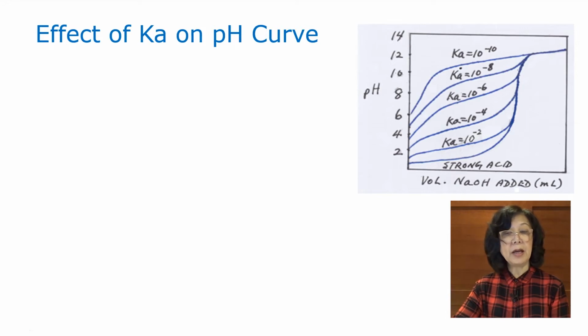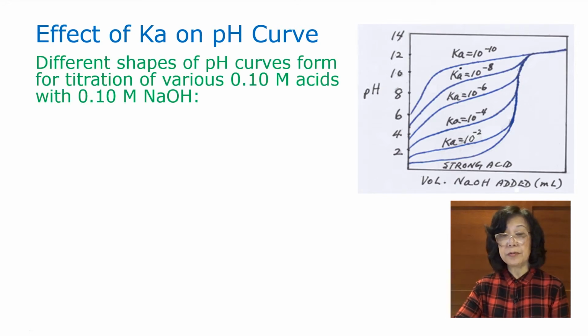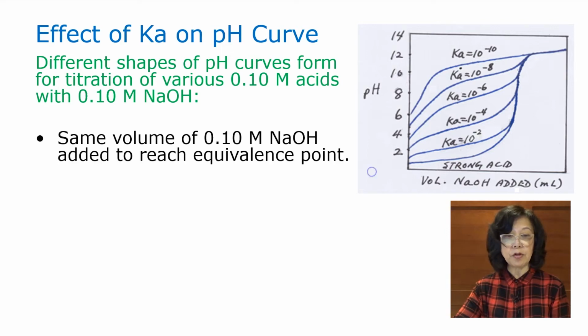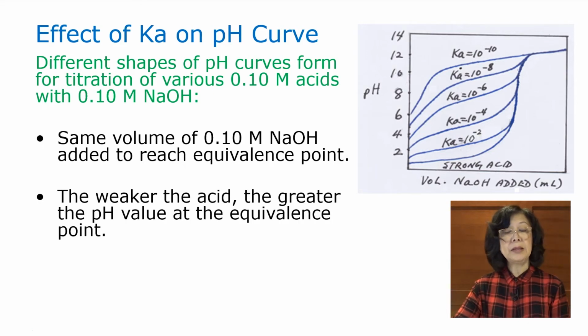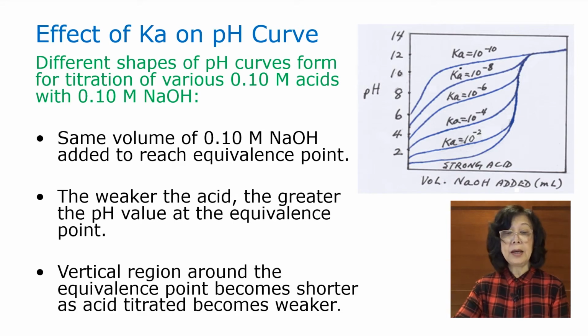The effect of Ka on the curve. Now here is a curve that we should pay close attention to. It shows the different shapes for various weak acids, 0.1 molar, titrated by 0.1 molar NaOH. You notice that they take the same volume of NaOH to reach the equivalence point. And the weaker the acid, the greater is the pH value at the equivalence point. And the vertical region around the equivalence point becomes shorter as the acid titrated becomes weaker.